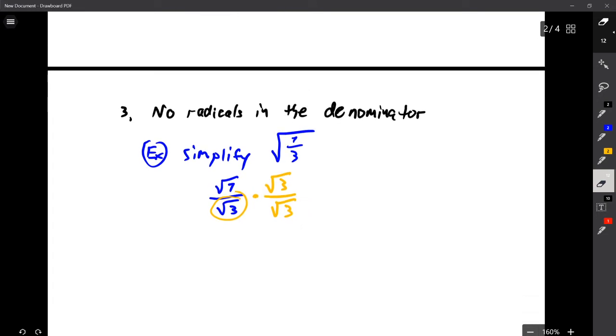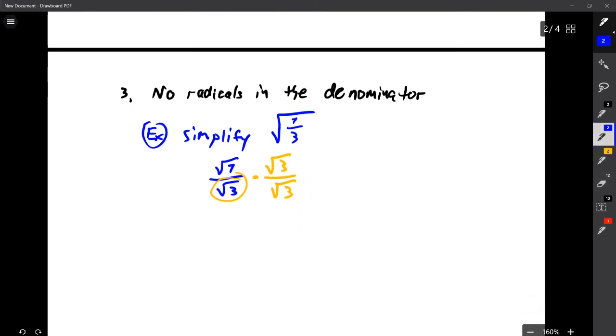But watch what happens. By multiplying top and bottom by that root 3, what I get is the top, I get root 7 times root 3. All right, that's the same thing as root 7 times 3. That gives me just the square root of 21. But what's root 3 times root 3? Well, root 3 times root 3 is the square root of 9, which is just 3. And that is fully simplified now.